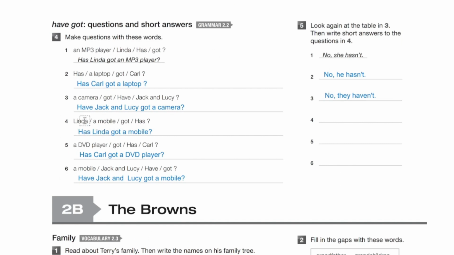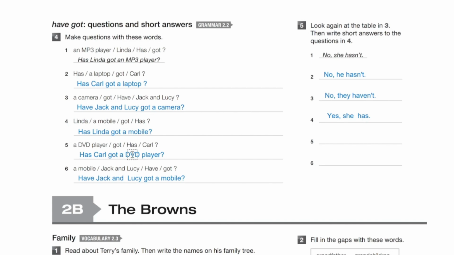When the question starts with have or has, we should answer with has or hasn't, or have or haven't, depending on whether we say yes or no. So for number four, has Linda got a mobile? Yes, she has. One thing I would like to say: we cannot use a contraction for positive has at the end of the answer. That would be wrong, guys. It has to be in full form. For negative, no problem at all. As you can see, for negative, we can use a contraction at the end of the answer: no, they haven't, no, he hasn't. But for positive, it has to be written in full form, guys.